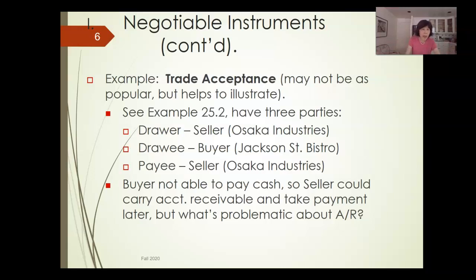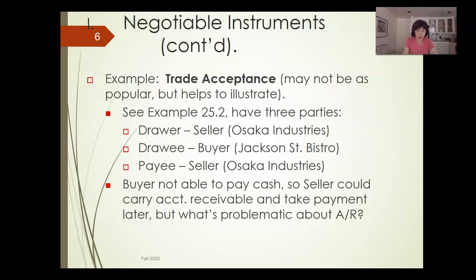All right. So the buyer isn't able to pay cash for goods that he is buying, or it is buying. So the seller has some choice here. They can extend credit, which they most likely will, and then carry what? Carry that credit as an account receivable on their books and just expect the payment later.